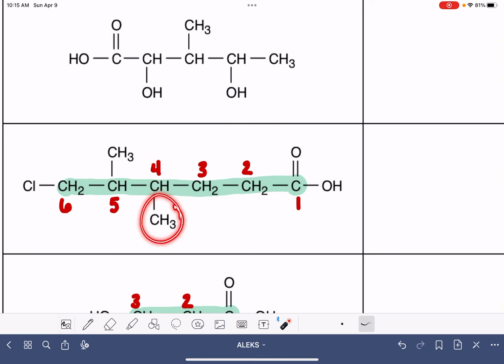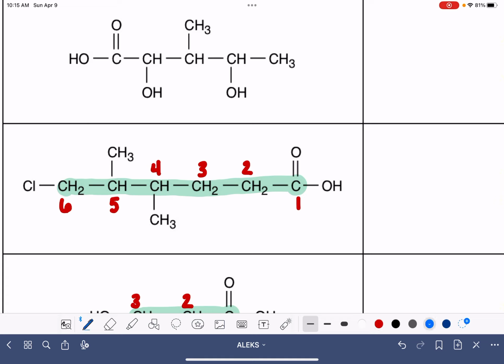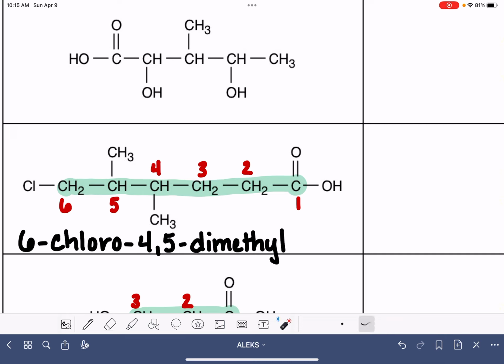Okay, so we've got 3 substituents. We have a methyl and a methyl and a chloro. Alphabetically, the chlorine is going to come first in the molecule's name. So we're going to start with 6. The location of the chlorine is on carbon number 6. 6-chloro. We have 2 methyls. One of them is on 4. The other is on 5. 4,5-dimethyl. And now we're ready to name the parent chain. It's a 6-carbon chain. A 6-carbon chain would be a hexane. But because it's a carboxylic acid, we're going to drop that E. Replace the E with oic, space, acid.